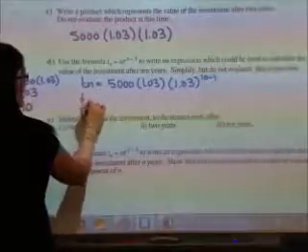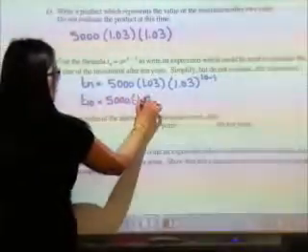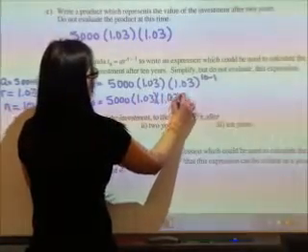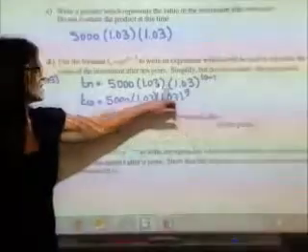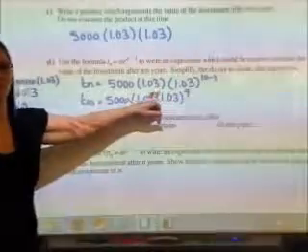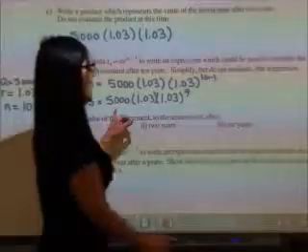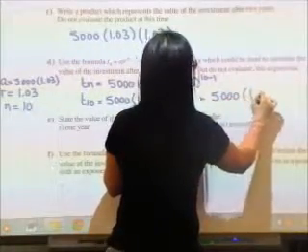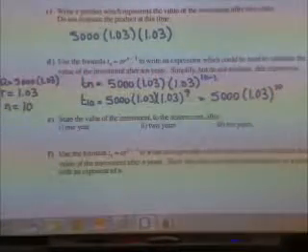So T of 10 would be 5,000 times the 1.03 times the 1.03 to the power of 9. And if I simplified these two, the bases are the same, which means I can add the exponents. I end up with 5,000 times 1.03 to the power of 10.